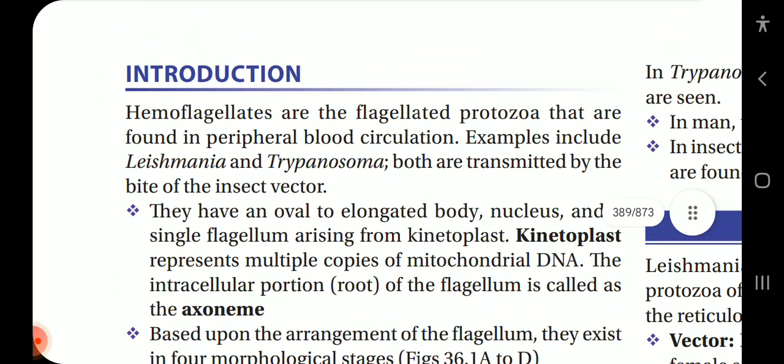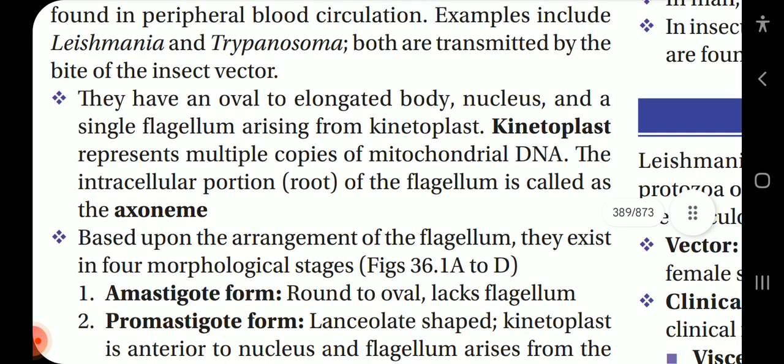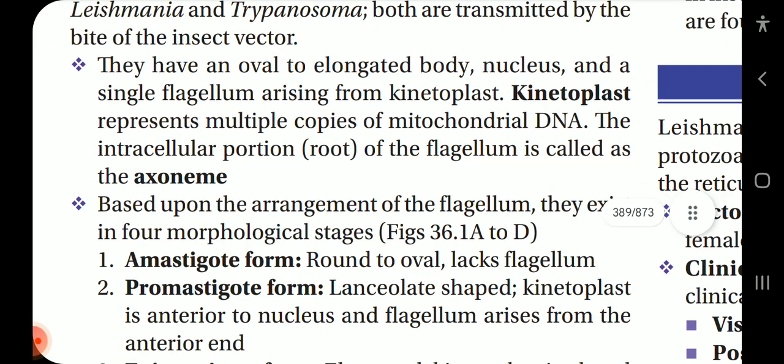Introduction. Hemoflagellates are the flagellated protozoa that are found in peripheral blood circulation. Examples include Leishmania and Trypanosoma. Both are transmitted by the bite of an insect vector. They have an oval to elongated body, nucleus, and a single flagellum arising from the kinetoplast. Kinetoplast represents multiple copies of mitochondrial DNA. The intracellular portion, the root of the flagellum, is called the axoneme.